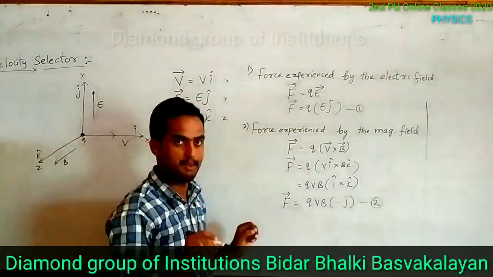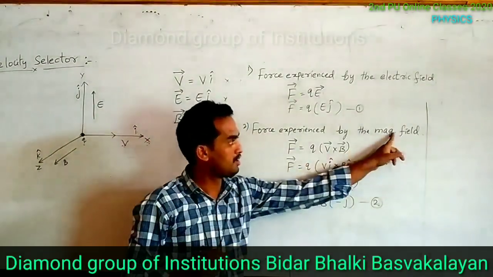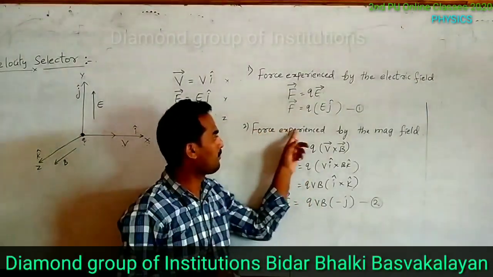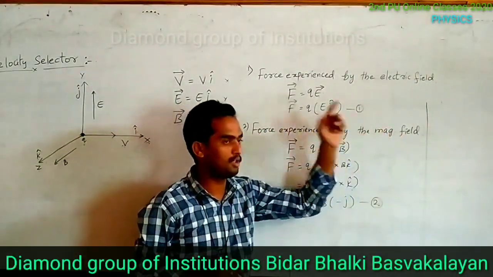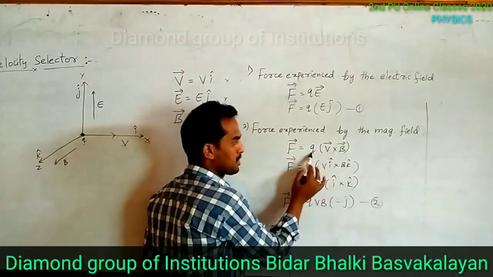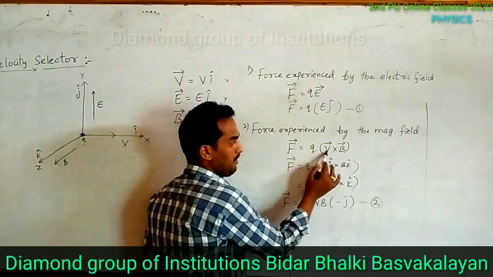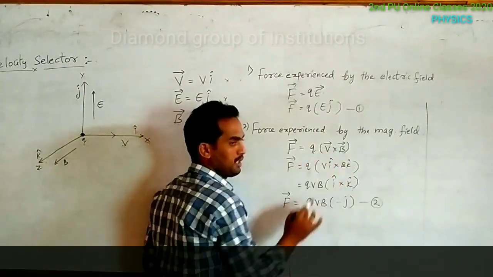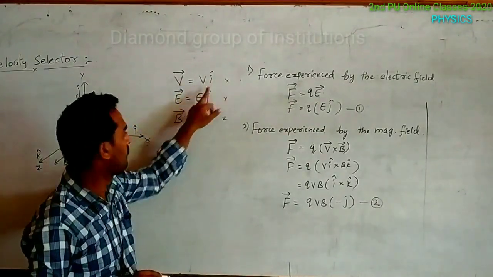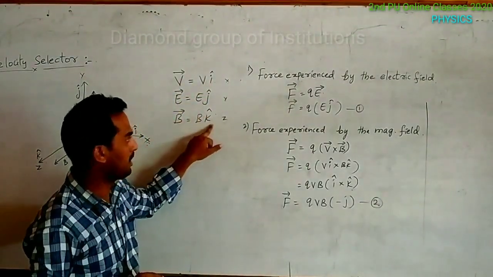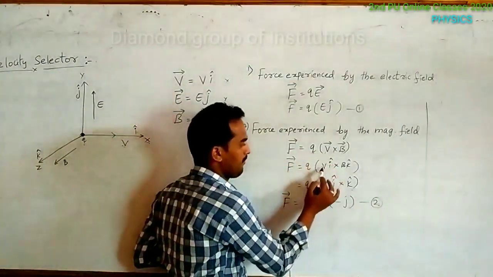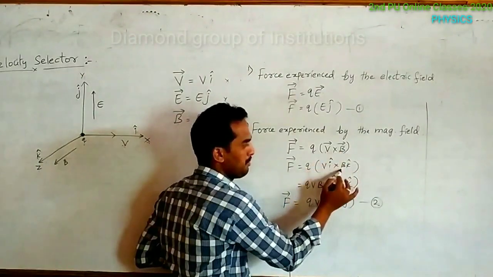Now for the same charged particle, we are also applying the magnetic field. So the force experienced by the charge due to the magnetic field is given by F equal to Q into V cross B. What is Q? Charge magnitude. V, velocity. B is the magnetic field. Here V equals V into I, whereas B equals B into K. So we substitute these two values here: in place of V, V into I, and in place of B, B into K.